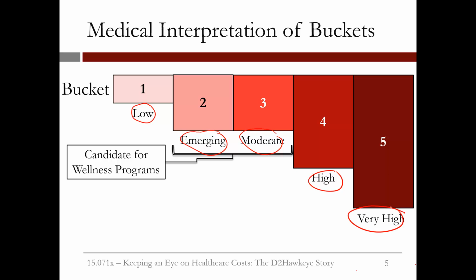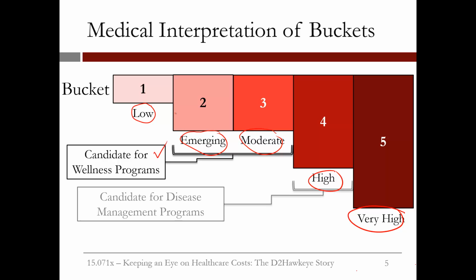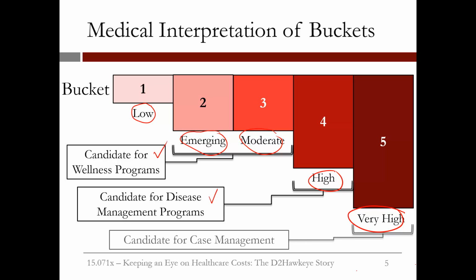So from a medical perspective, buckets 2 and 3, the emerging and the moderate risk patients, are candidates for wellness programs, whereas bucket 4, the high risk patients, are candidates for disease management programs. And finally, bucket 5, the very high risk patients, are candidates for case management.